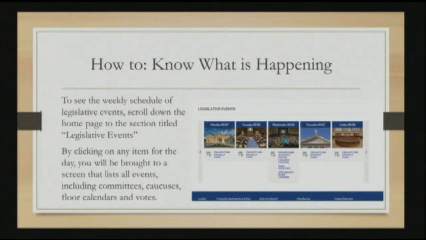The next important thing is how to know what's happening down there. If you scroll down on the home page, there is a page for all of the legislative events going on at the Capitol. Obviously, I did this in September, so there's not very much going on. If you click on a day in the middle of March, there will be tons of floor calendars, tons of caucus calendars, hearing calendars, lunches on the lawn, you name it, it's on there. And that's a place that you can get to agendas and see what's going on that day.